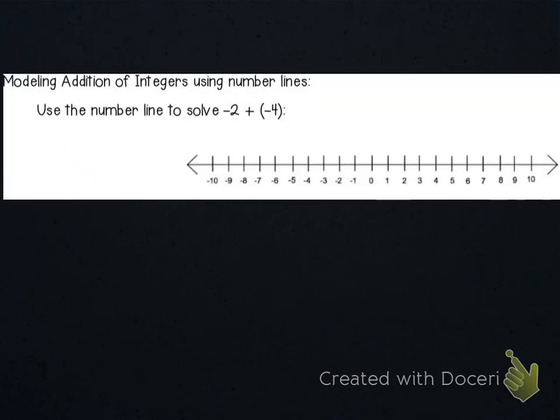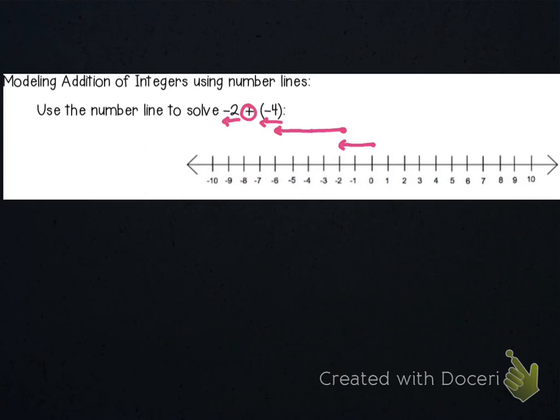So now we use a number line, modeling addition of integers with a number line. So we have a negative 2 to start with, so I'm going to put a dot above 0. Okay, and then negative 2 is moving to the left, so I'm going to move to the left until I get to negative 2. And then it's adding a negative 4, so that's also to the left. So I'm going to start at negative 2, and I'm going to move to the left 4 times. 1, 2, 3, 4.